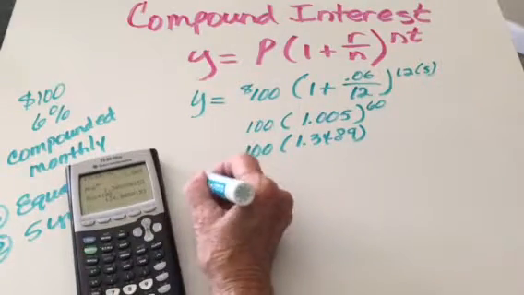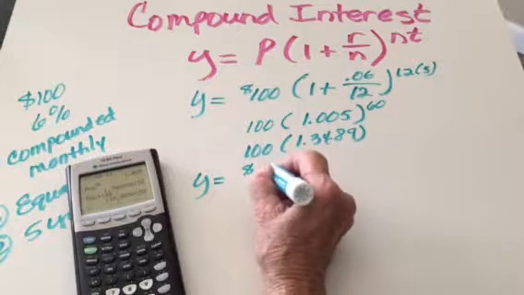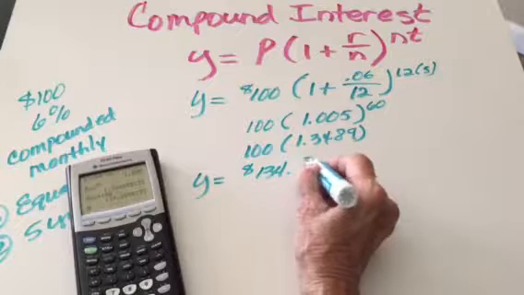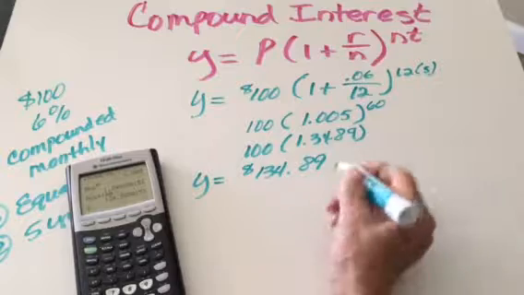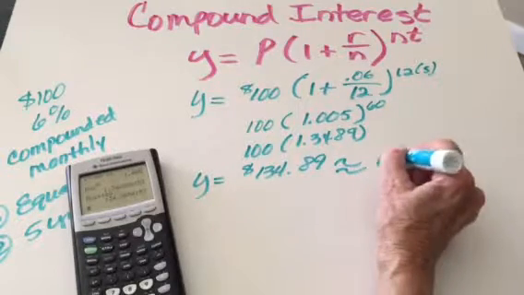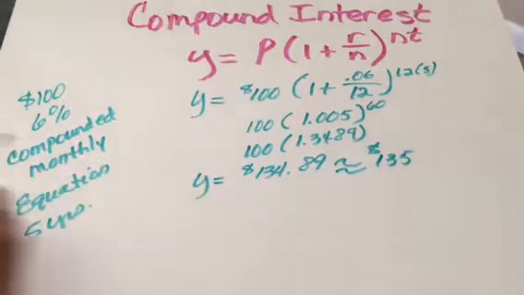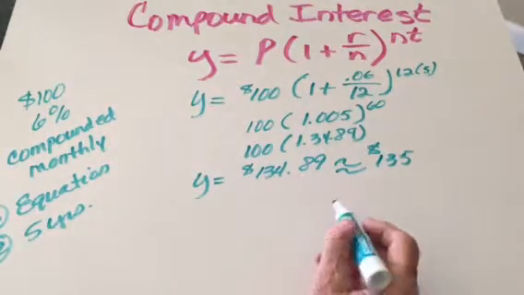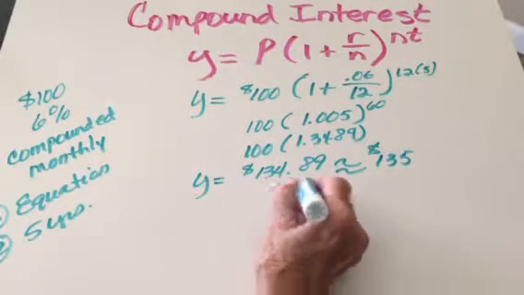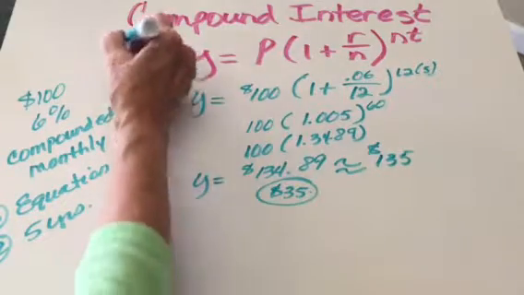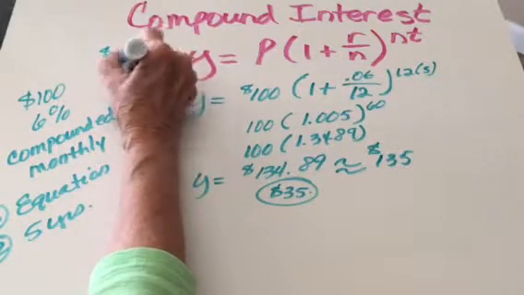And you'll notice that the ending balance is going to be $134.89. Okay? Now, for our purposes right now, I'm going to round this off to $135. We're just going to say that that's $135. Now, how much interest did you make in 5 years? You made $35. Now, don't forget that, okay? I'm going to write this up here, $135. And you made $35 in interest.